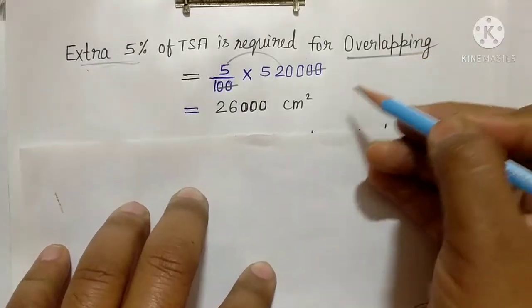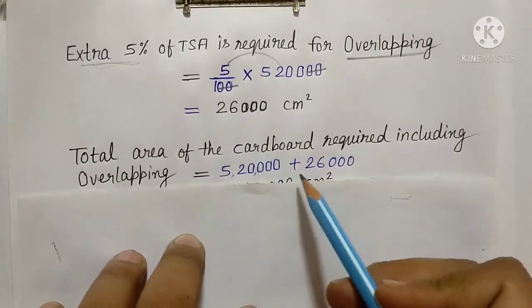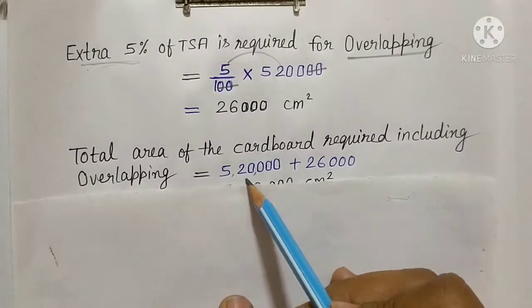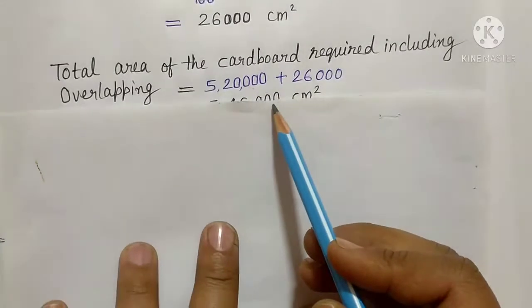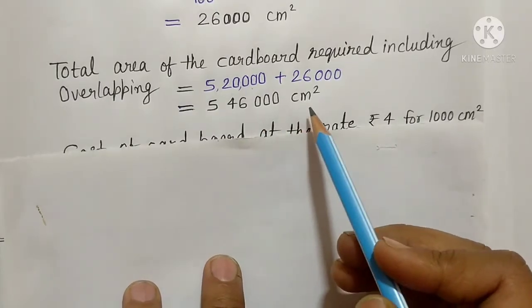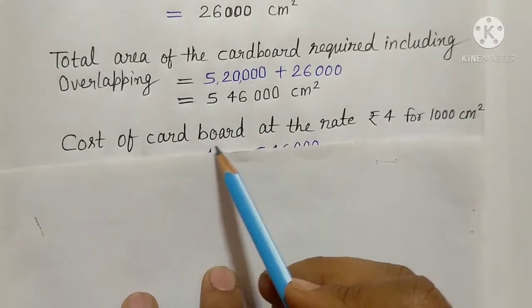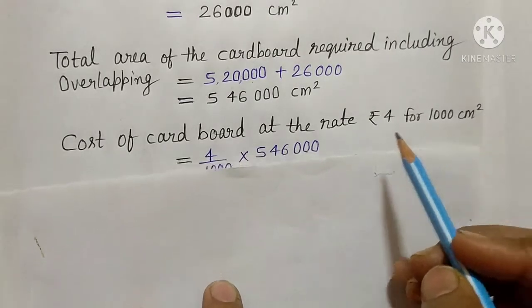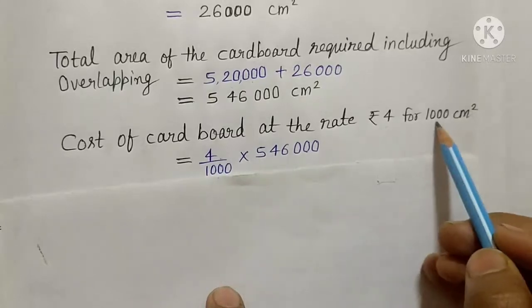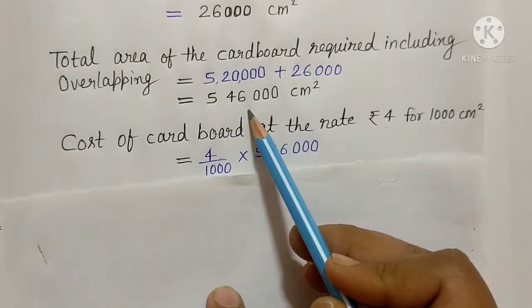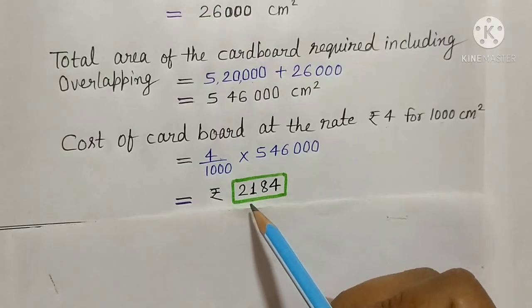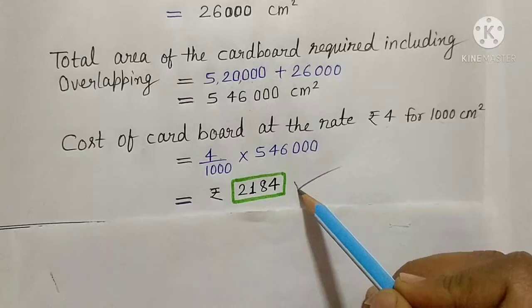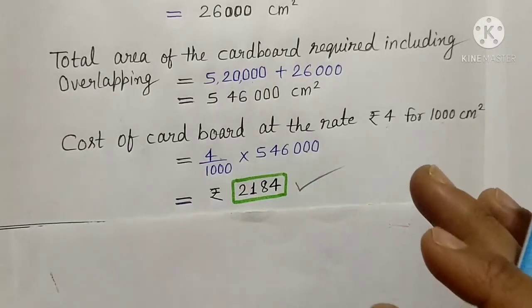Now we will include this area into the cardboard required. So the total area of the cardboard required including overlapping: earlier it was 5,20,000 plus this 26,000. So it comes 5,46,000 centimeters square. Now the cost of cardboard is given at the rate of 4 rupees for 1000 centimeters square. So here 4 upon 1000 multiply by 5,46,000. It comes rupees 2184. This is the cost which we need to find out. So here we have done our question number 7.